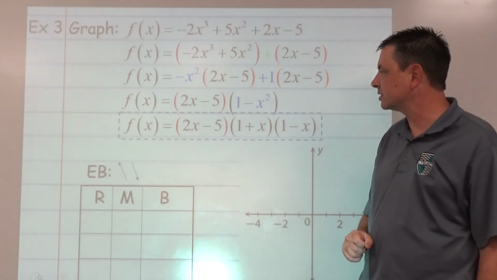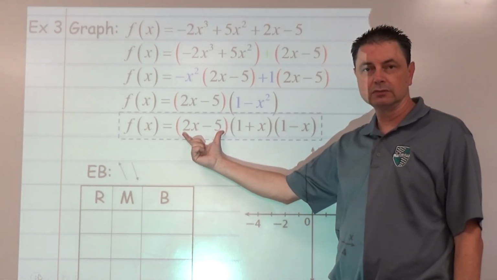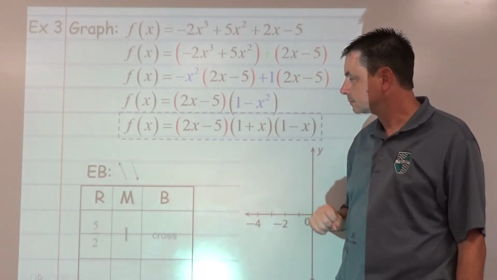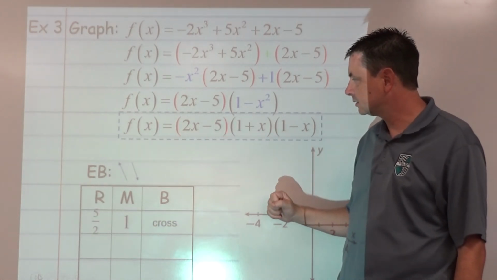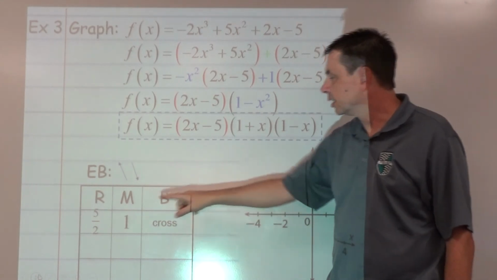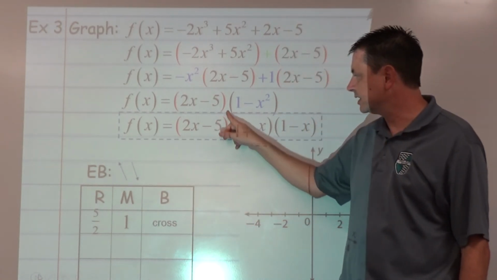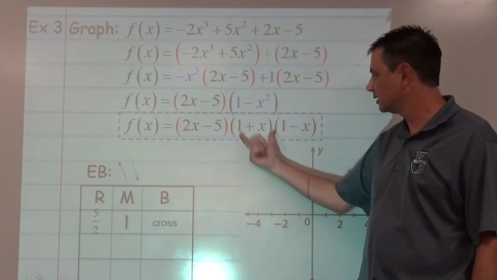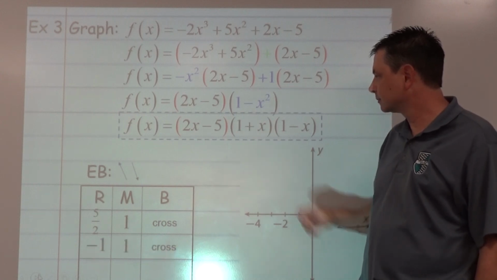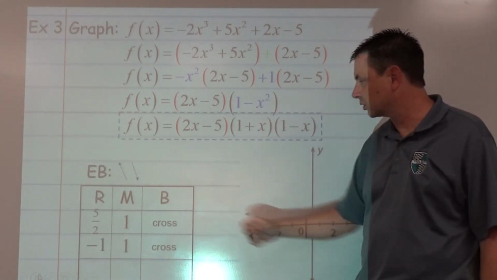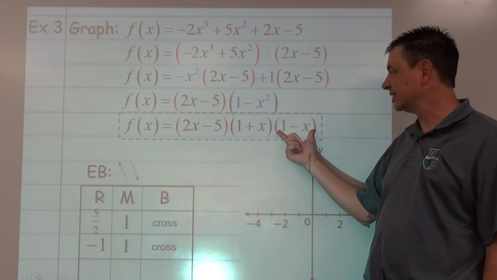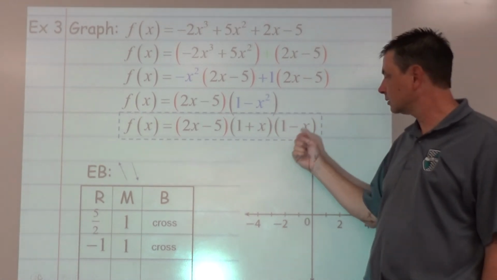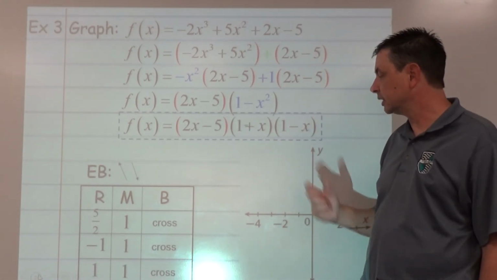We've got roots set equal to 0. 5 halves. The multiplicity is 1. It's going to cross. That one's negative 1. The multiplicity is 1. It's going to cross. This one is positive 1. It's going to cross.